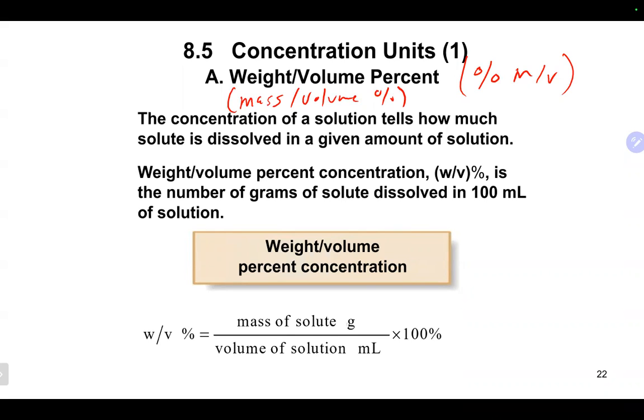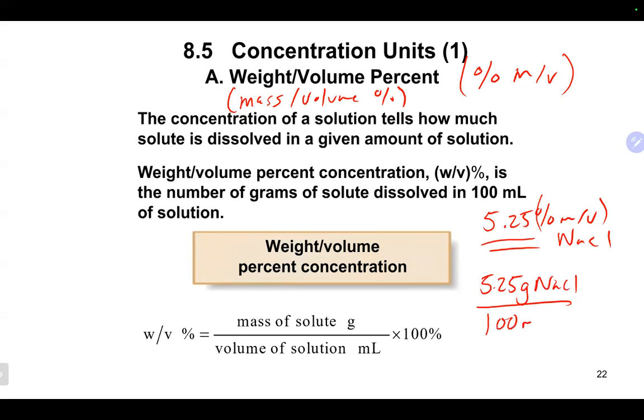And basically, if we had, say, a 5.25% mass to volume sodium chloride solution, what that would mean is we essentially could take this percentage and just assume 100. We would have 5.25 grams of sodium chloride in 100 milliliters of solution. So you could use it as a conversion factor if you're given the percentage and just assume 100.